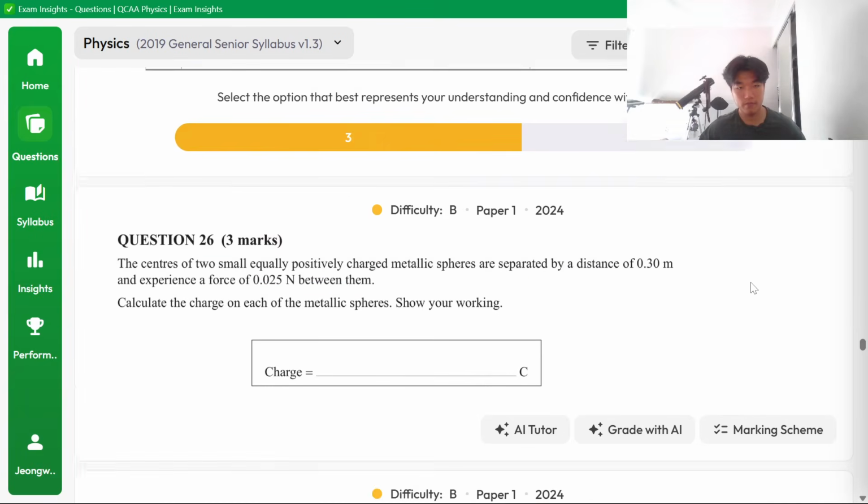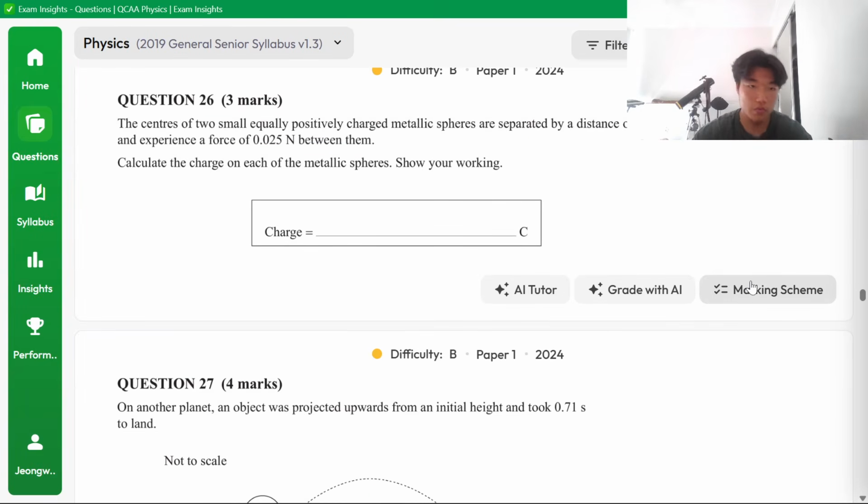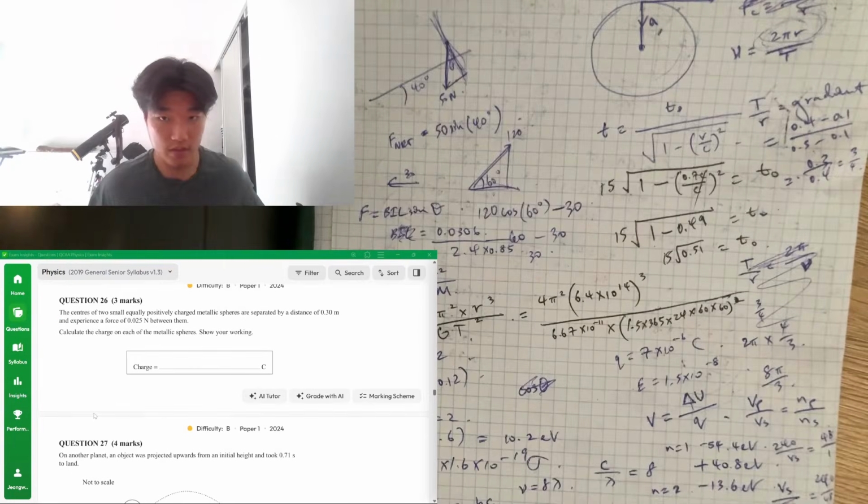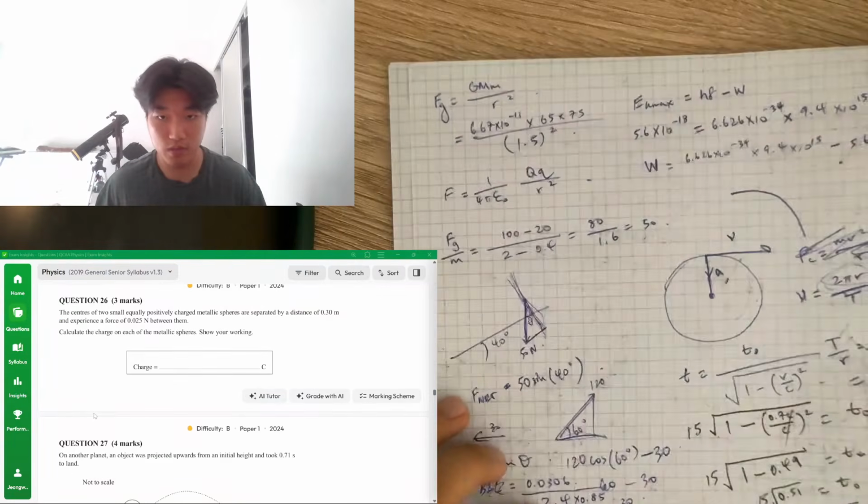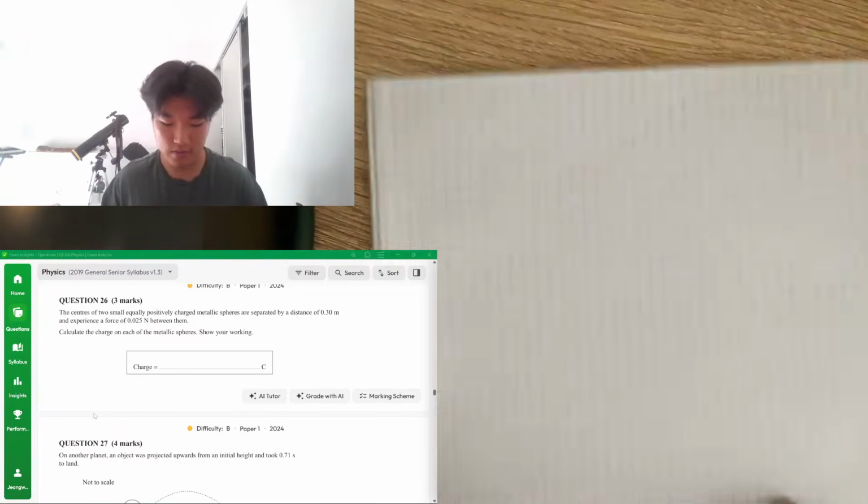The centers of two small equally positively charged metallic spheres are separated by a distance of 0.3 meters and experience a force of 0.025 newtons between them. Calculate the charge on each of the metallic spheres. Okay, I wasn't very space efficient in terms of my book work.